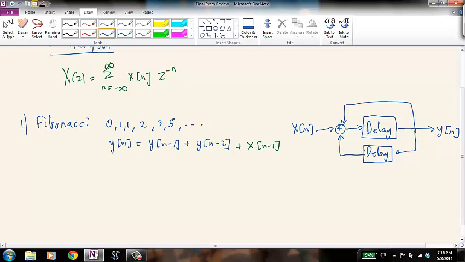So I claim that this is the system, and you can easily check this. y of n is being fed back into the input, so it is added to x of n, which is your input signal. So right here you have y of n minus 1, and here you have a y of n that comes in. And then everything gets delayed by 1. So you get y of n minus 1, y of n minus 2, and x of n minus 1.